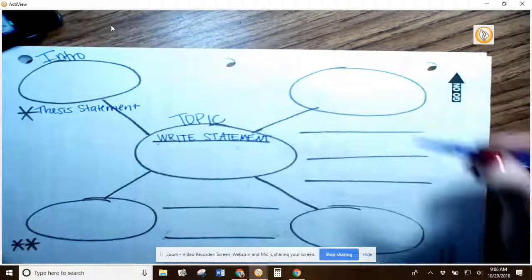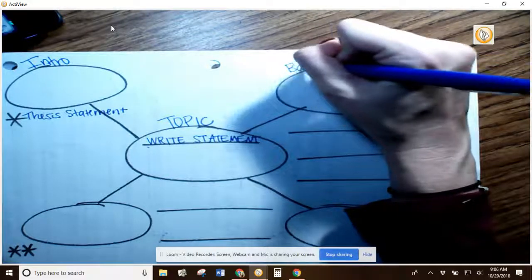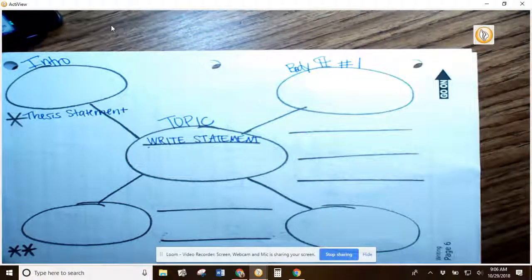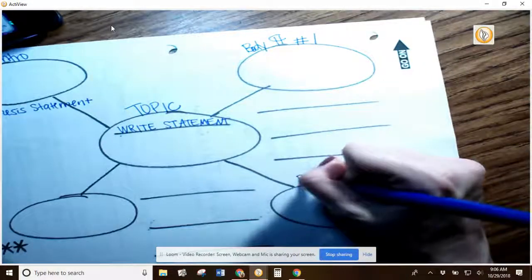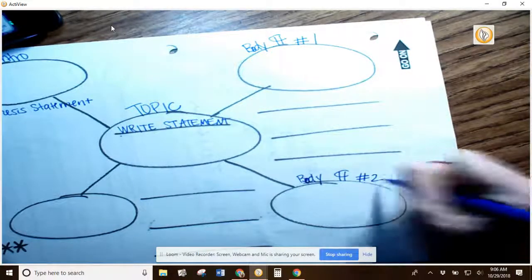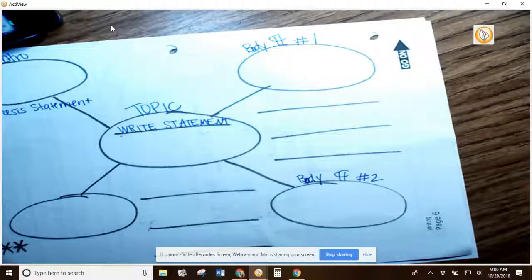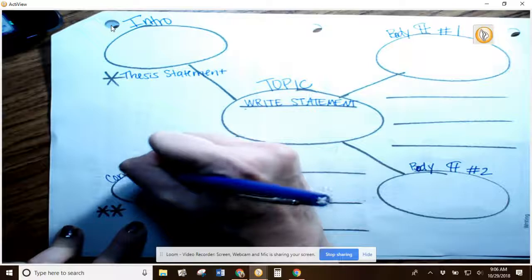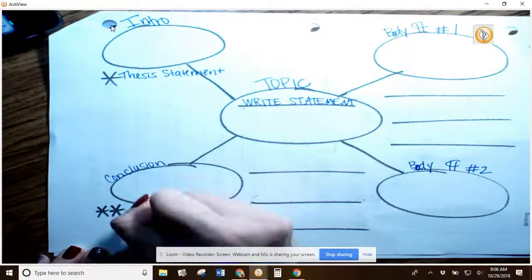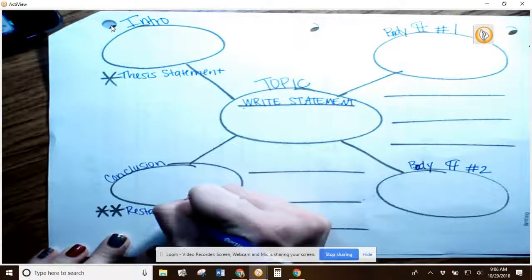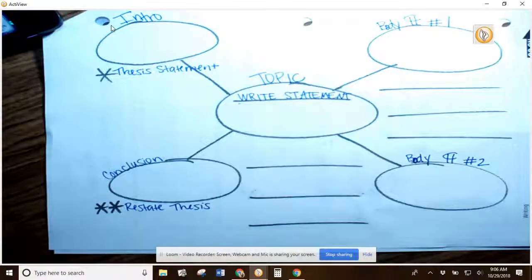This bubble over here is body paragraph number 1. This down here is body paragraph number 2. And then this bubble down here is your conclusion. These asterisks remind you to have a thesis statement, so you're going to restate your thesis.